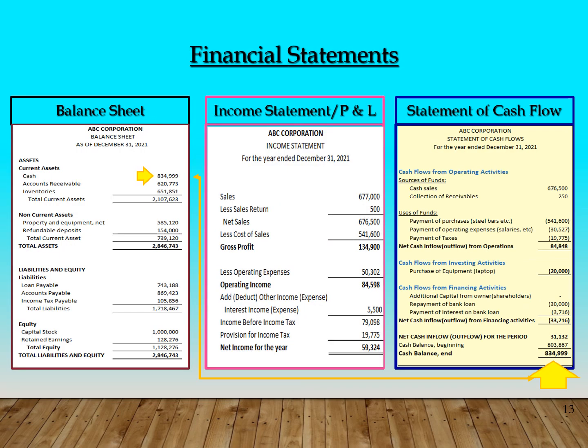Showing you the relationship between these three reports, let's use the cash account. Cash in the balance sheet must be equal to the ending cash balance reflected in the statement of cash flow. Other items were in the sales account, cost of sales, and operating expenses. These are reflected in the cash flow as sources of funds and uses of funds.